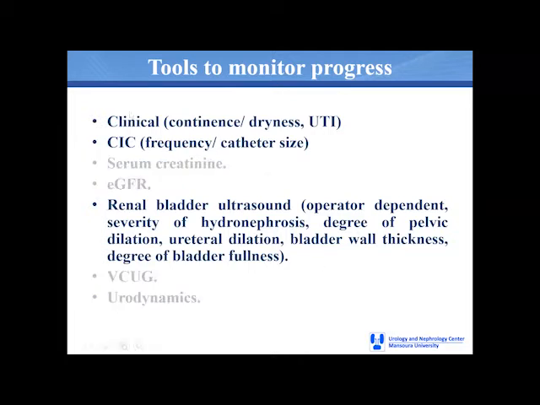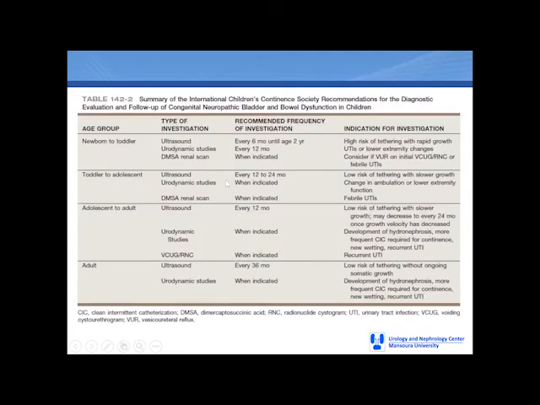So in reality, the main tools that we use to monitor the progress are the clinical data, as well as the renal bladder ultrasound, with selective use of other imaging studies and urodynamics. This is the proposed follow-up plan by the International Children's Continence Society. The take home here is you perform more frequent follow-up in the age group from 0 to 2 years of age, and again around adolescence.